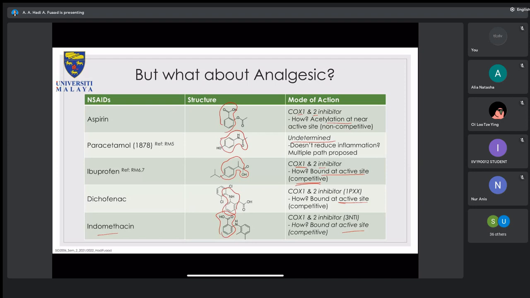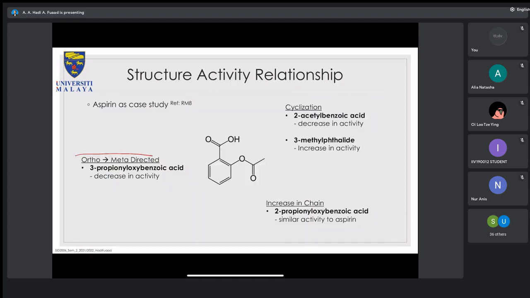And the last one is looking at the structure activity relationship of aspirin. I was thinking of doing paracetamol initially, but digging through paracetamol information, I cannot find a conclusive mode of action. And if there's no mode of action, there's no clear information on the structure activity relationship. So for aspirin over here, there are some modifications, changing from ortho to meta. Now it's ortho. If you change it to meta from here, you will decrease the activity.